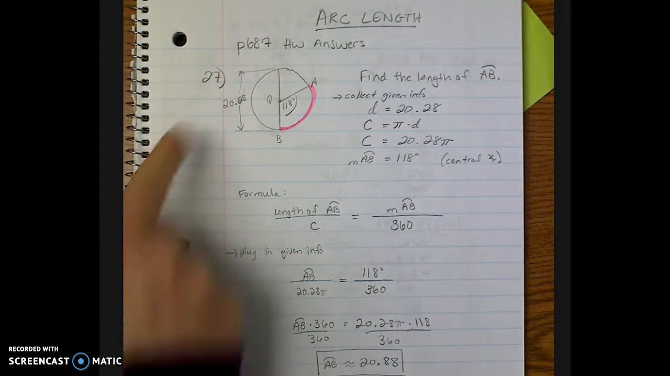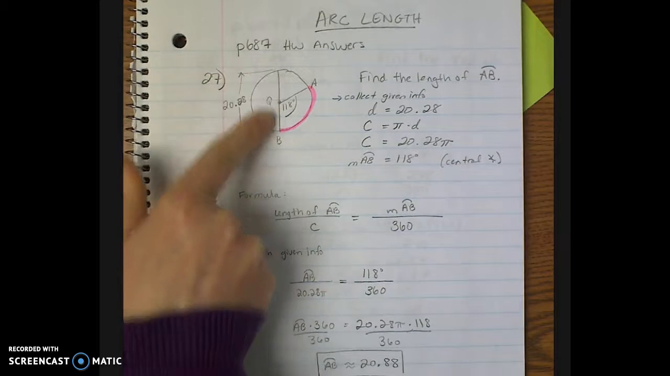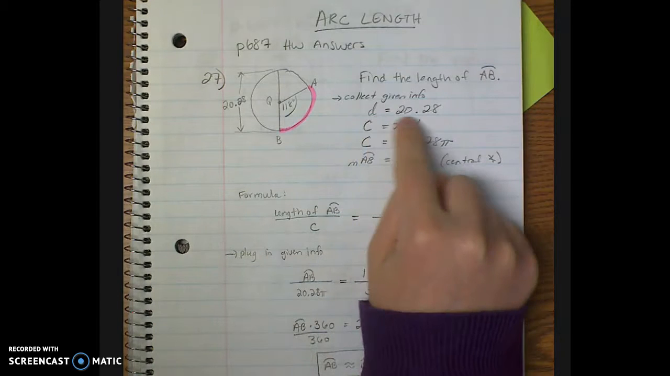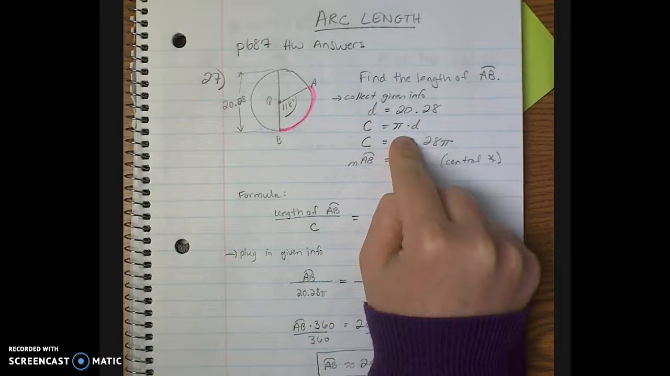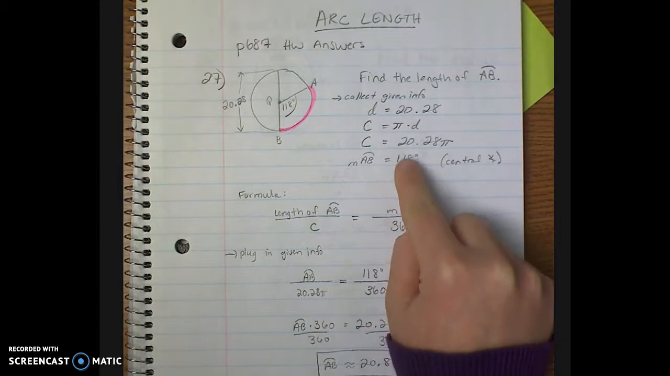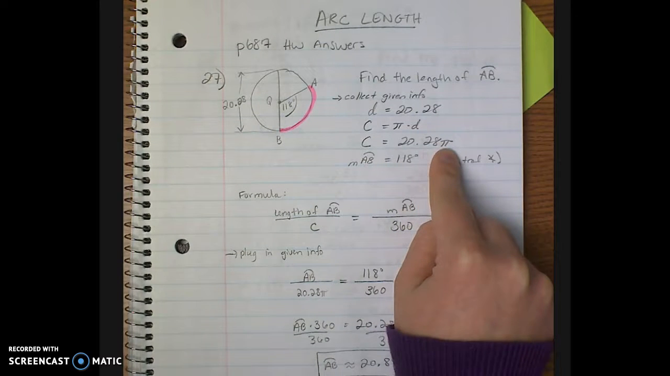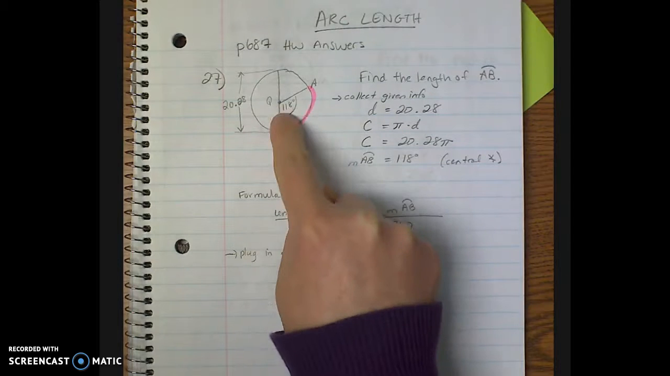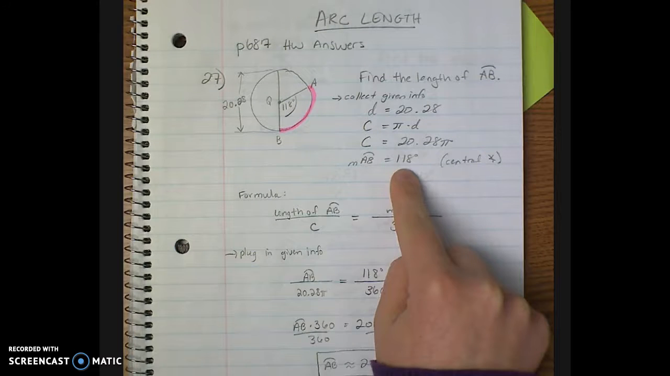Okay, so I noticed this 20.28 here is the distance across the circle, and it's going through the center. So that is our diameter. We know a formula to use diameter, right? So circumference is pi times our diameter, which would be 20.28 times pi. So we know our circumference based off our diameter. We also know the central angle for arc length AB is 118 degrees.